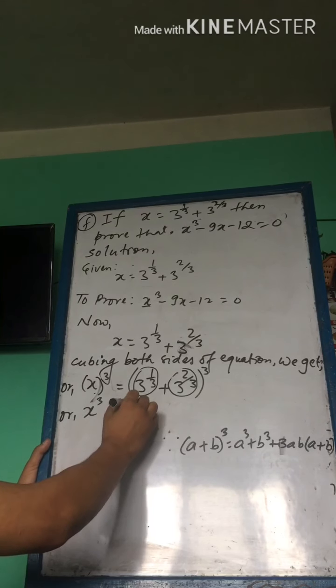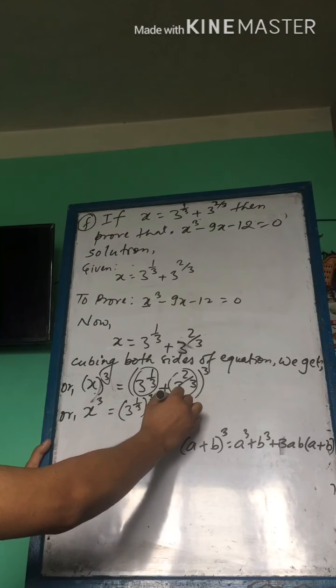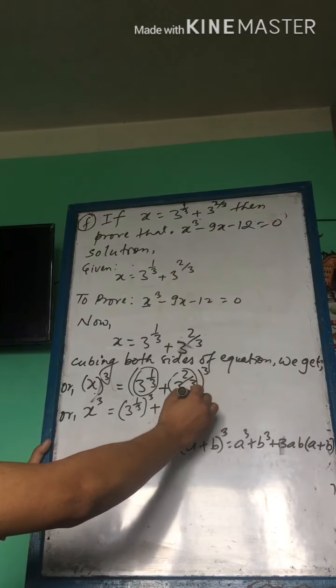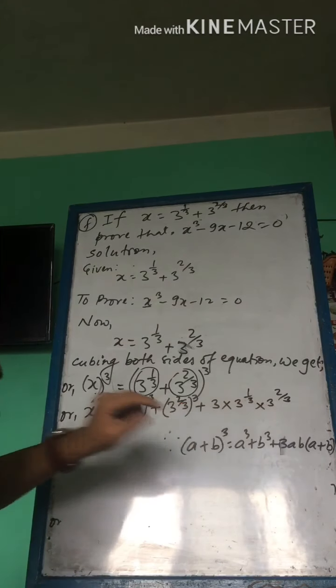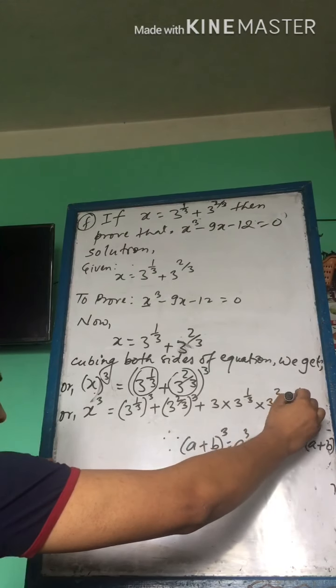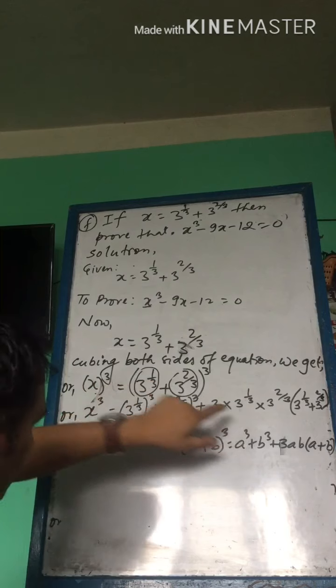a cube means 3 to the power 1 upon 3, whole cube. Plus b cube, 3 to the power 2 upon 3, whole to the power 3, plus 3ab. What is a? 3 to the power 1 upon 3, b is 3 to the power 2 upon 3. Again in bracket what you have to write? a plus b. a is 3 to the power 1 upon 3 plus 3 to the power 2 upon 3. a plus b, what is a? This one. b is this one.